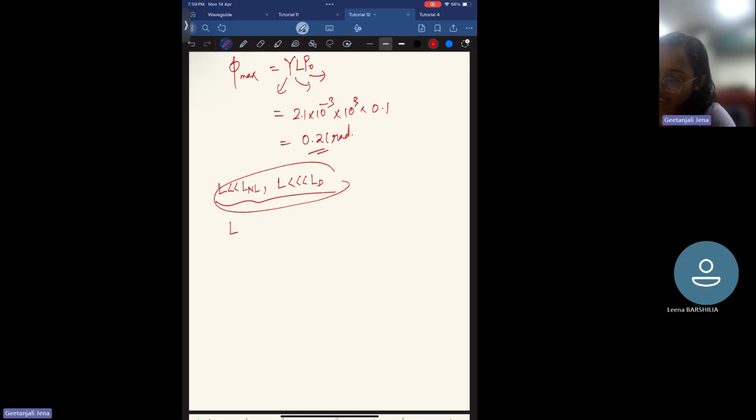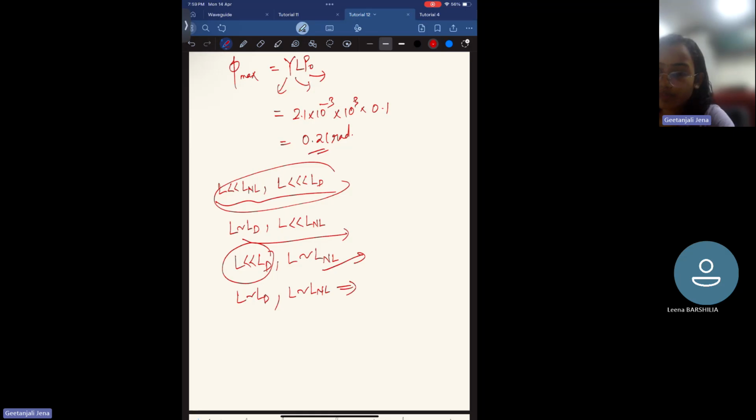But if L is approximately on the order of LD, but much less than LNL, then the dominant behavior will be the dispersion effect. There will be a nonlinear effect, but it is negligible. And if L is on the order of LNL, but less than LD, then nonlinearity will dominate. And if L is on the order of both LD and LNL, then we can see both the dispersion effect as well as the nonlinearity effect.